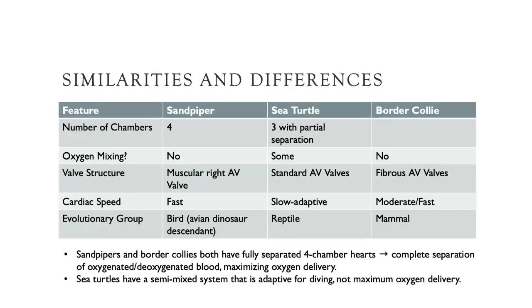And here you can see some of the similarities and differences compiled into a table. So you have your features, which are the number of chambers, whether they mix oxygen, the valve structures, the cardiac speed, and the evolutionary group. As far as evolutionary group, sandpipers are avian dinosaur descendants, sea turtles are reptiles, and border collies are mammals. Sandpipers and border collies both have fully separated 4-chambered hearts with complete separation of oxygenated and deoxygenated blood, maximizing oxygen delivery. Sea turtles have a semi-mixed system that is adaptive for diving, not maximum oxygen delivery.